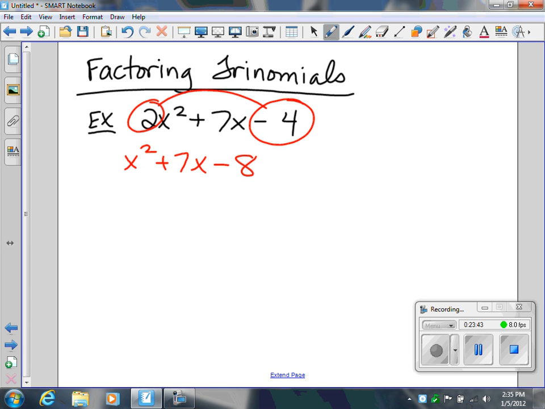Do I make 2 binomial factors? Yes, okay. All right, so how do I take care of that x squared? What times what is x squared? X and x. There we go. And then what 2 factors of 8 can we subtract to give us 7? 8 and 1, right? And my signs are going to be different. Which one has to be plus? You said 8, right? Okay.